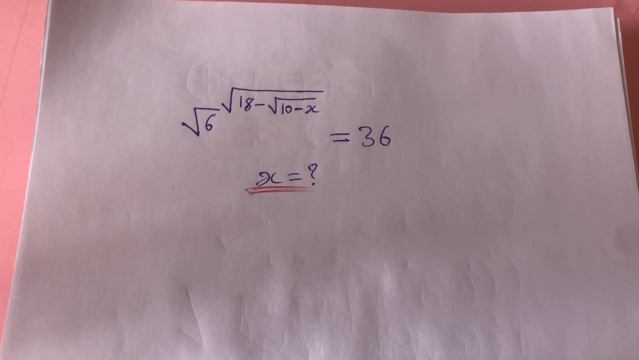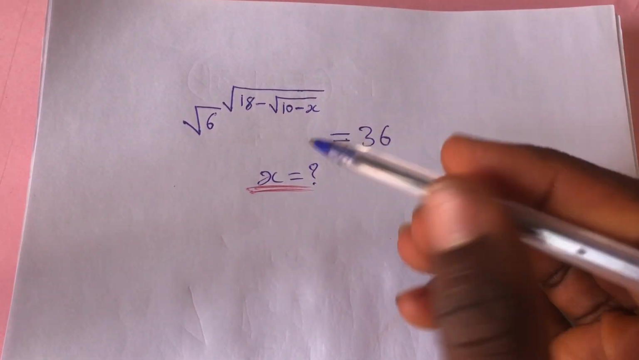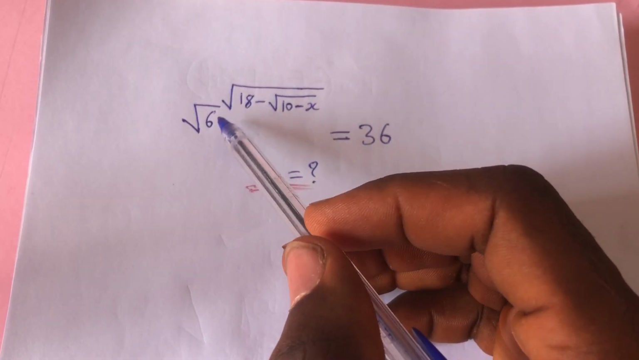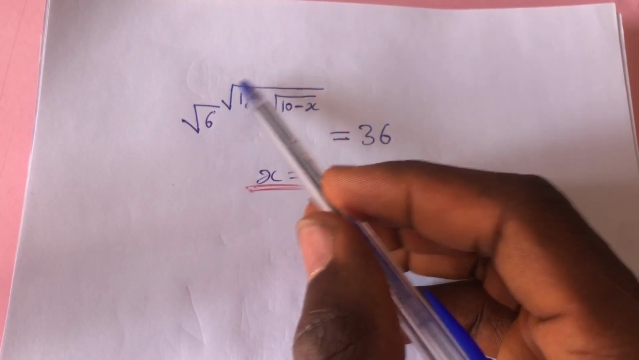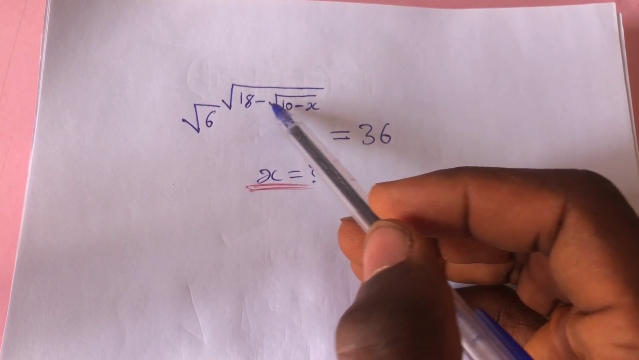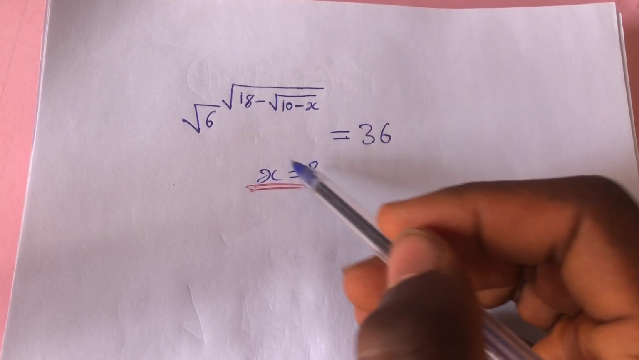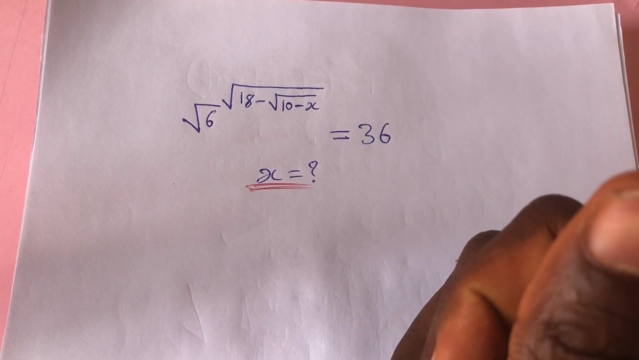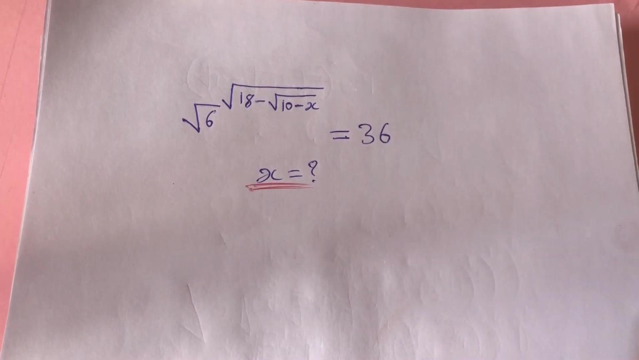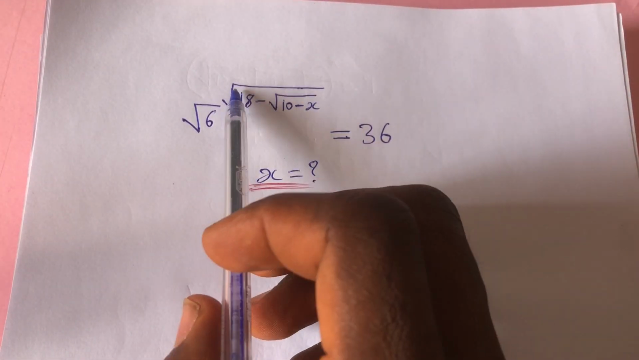Okay, let's look at this. As you can see, it is the square root of 6 raised to the power of the square root of 18 minus the square root of 10 minus x, and we're meant to evaluate it and get the value of x. So first of all, we should focus on removing this.